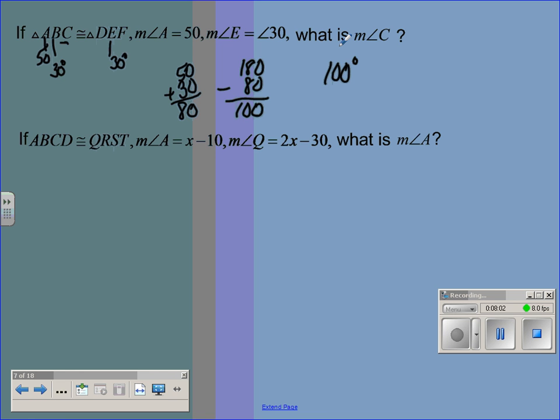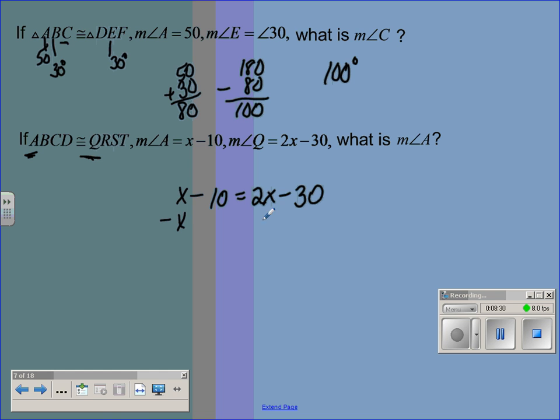Here's another one. We have quadrilateral ABCD congruent to QRST. We know how much algebra angle A is. It's x minus 10. We have the measure of angle Q being 2x minus 30. How much is angle A? Well, got to coordinate, people. So A would match with Q. Well, since they match, that means they must be equal. They're the same as each other. So we would set them equal.